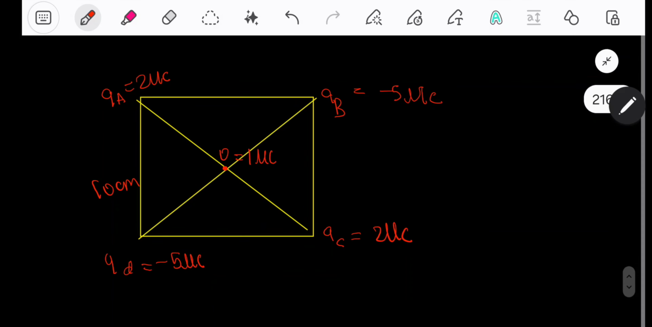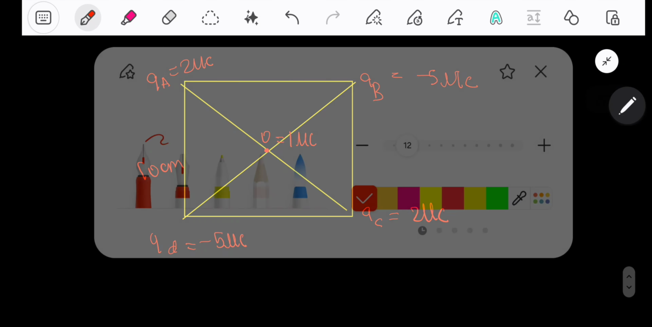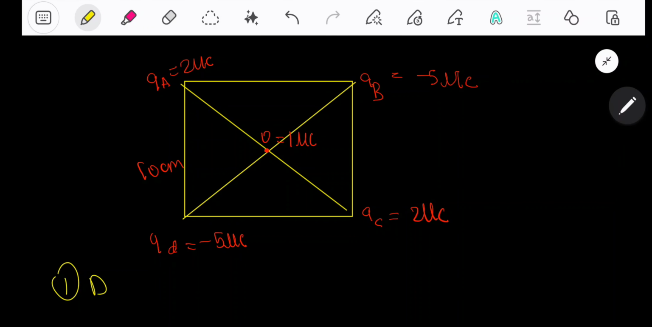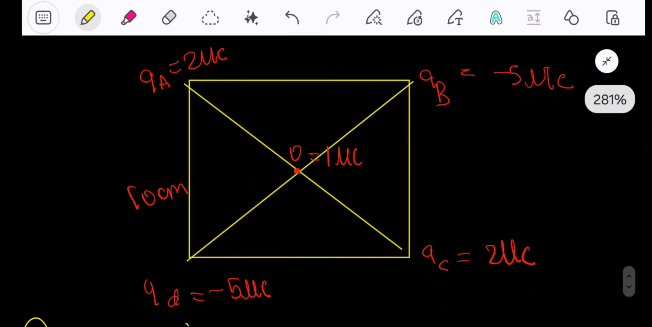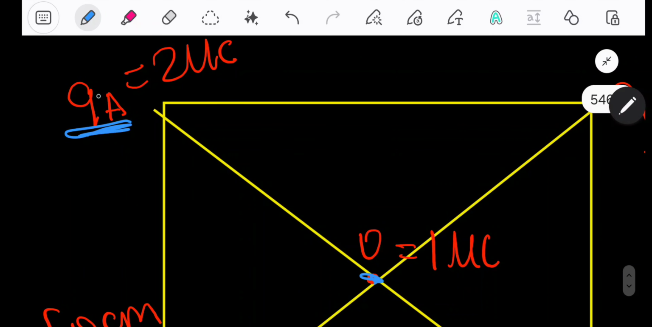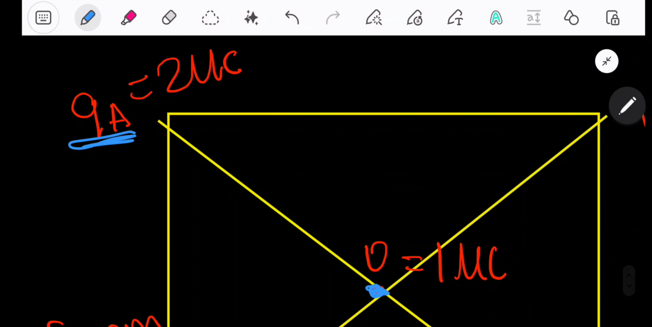How will we calculate that? It's very simple. The first very important step is you have to know how to mark the directions of the force. This is what you're going to do in all the numericals of force. I'm going to teach you that right now. So, listen carefully. Over here, this is QA, and this is O. We're going to look at only these two charges. We need to find the force on O.